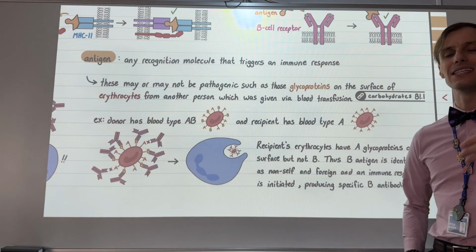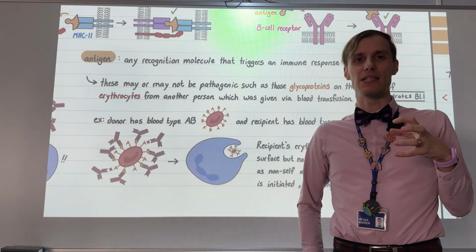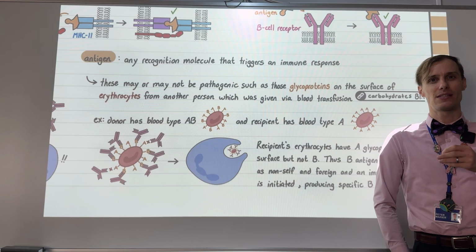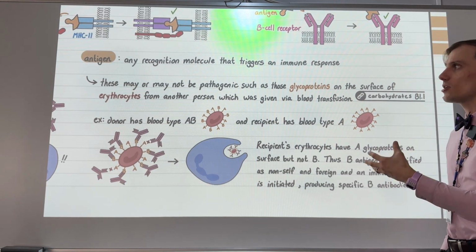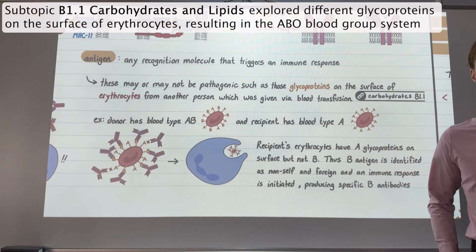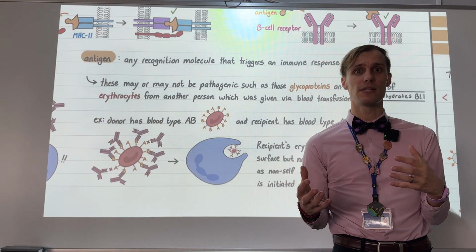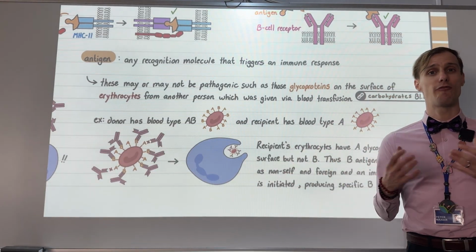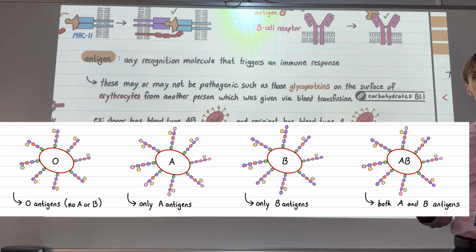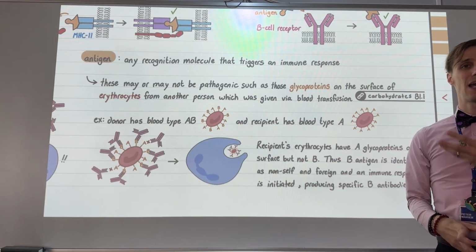Now, we've discussed the idea of antigens a lot, and let's formally talk about what they are. So really, an antigen can be deemed any molecule that triggers an immune response. And that kind of means that it doesn't necessarily need to be pathogenic. A good example of this would be glycoproteins that we've explored in subtopic B1.1 as cell surface markers on, let's say, your erythrocytes. So recall that the human blood system is the ABO system. You can have four major blood groups: A, B, AB, and O, and they're all categorized by different glycoproteins on their surface.